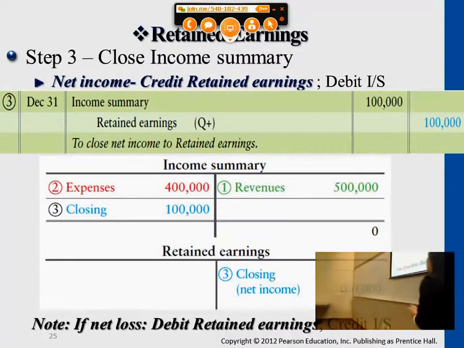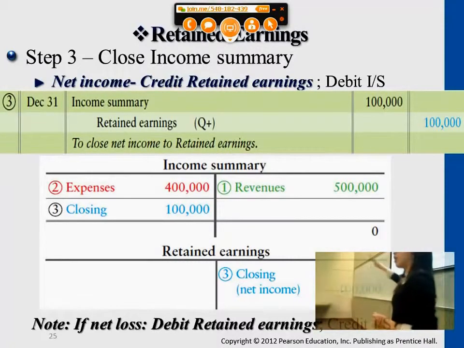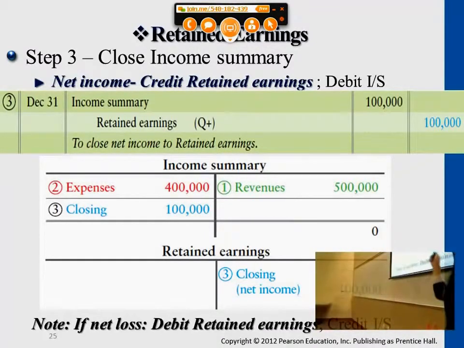Now, in the case that the company doesn't have net income generated this year, then we will flip this entry. If it's a net loss, that reduces retained earnings. We'll be debiting retained earnings, crediting income summary. But this is a case of having net income.